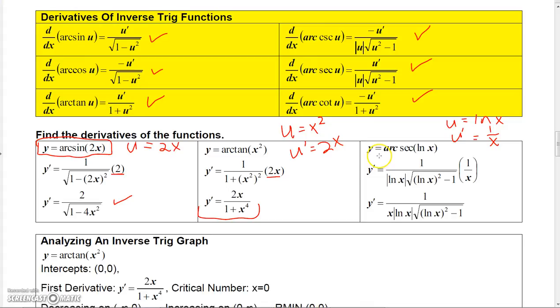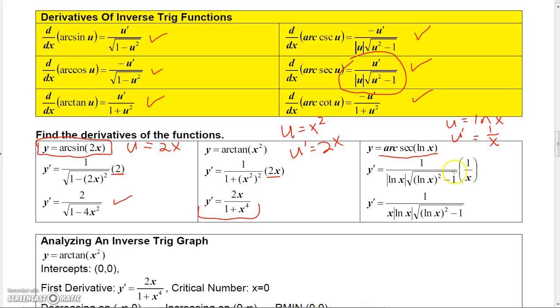This time I'm going to take the derivative of arcsecant of u, where u is natural log of x. And of course, if u is natural log of x, then u prime is 1 over x. For arcsecant, that's a little more complicated. Here it is right here. You have 1 over the absolute value of u, so the absolute value of natural log of x, times the square root of u squared minus 1, so natural log of x squared minus 1. And then you multiply by u prime, which is 1 over x.